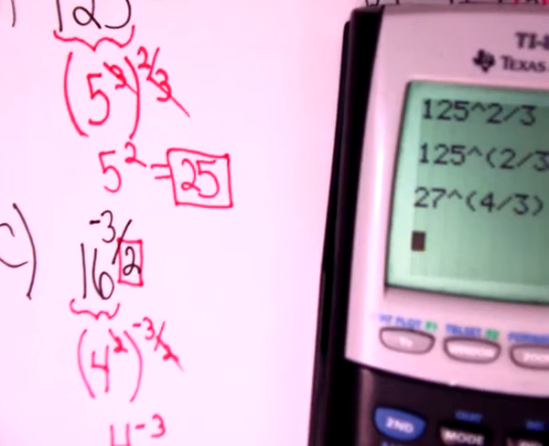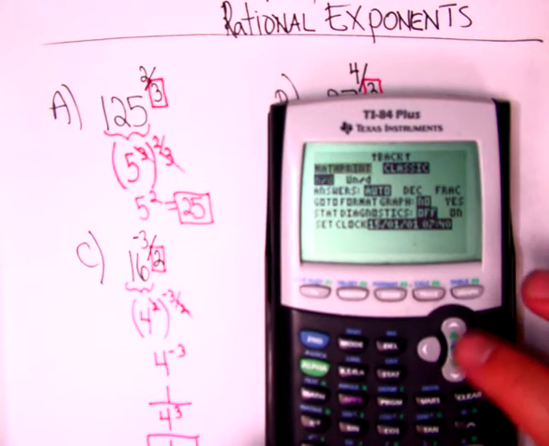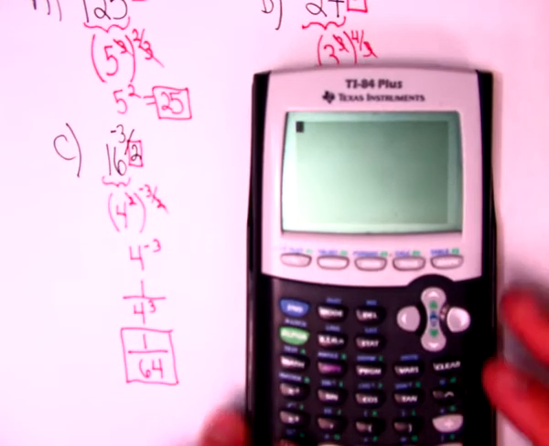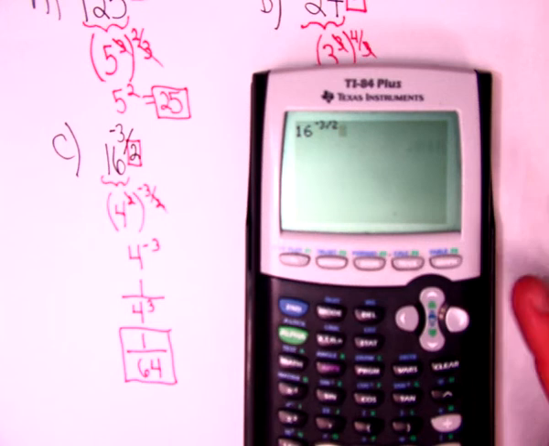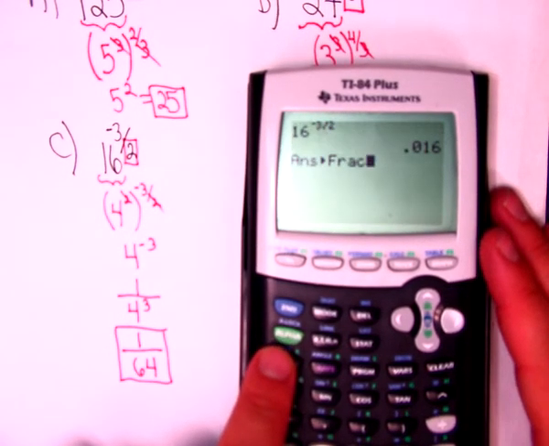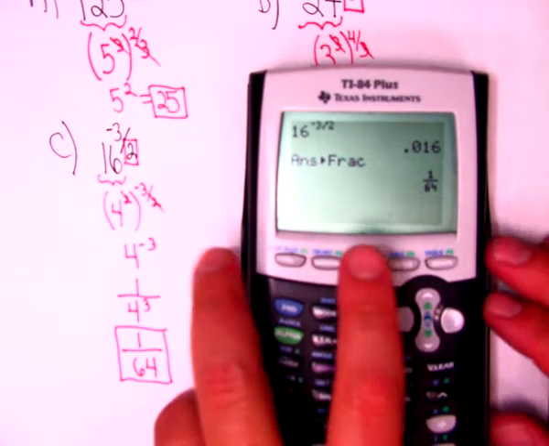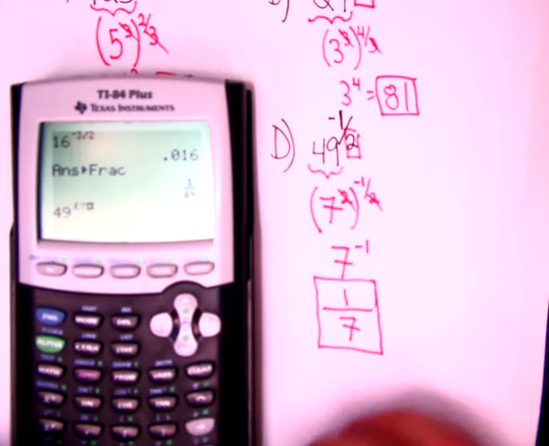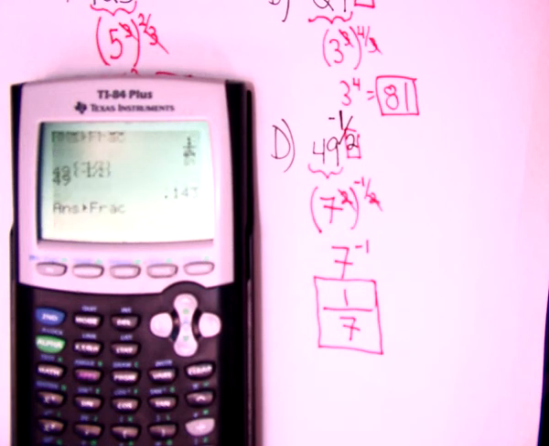Let me zoom out a little now that you've seen that box, and let me put it back to that math type. Okay, letter C, let's check our answer. We had 16 raised to the -3 over 2. We got a decimal. Remember, to convert it, we hit math, enter, enter, and we end up with 1 over 64. And then let's do it again for the other one, 49 raised to the -1 over 2. We get a decimal, so we hit math, enter, enter, and we get 1/7.